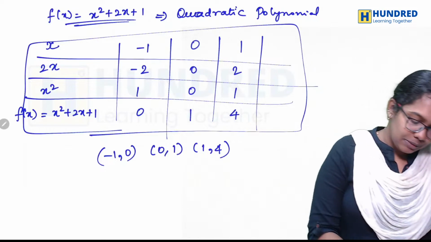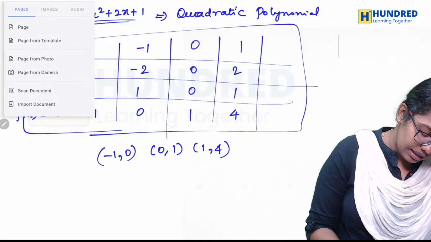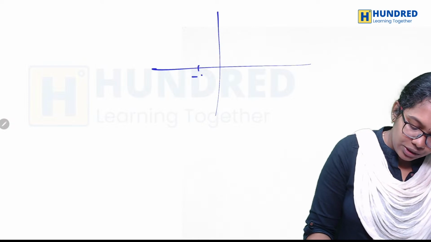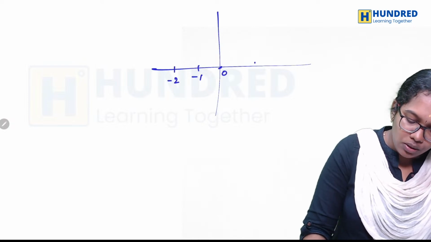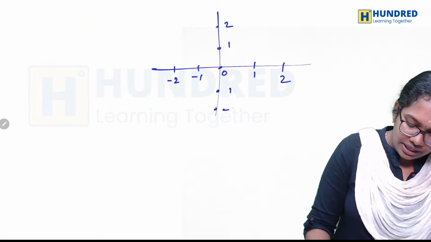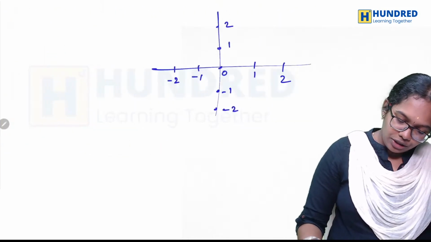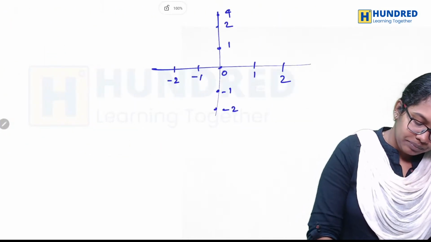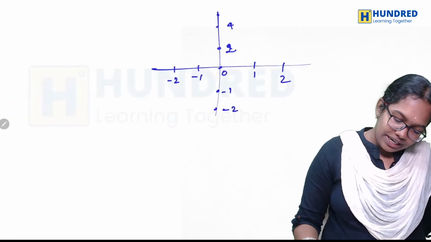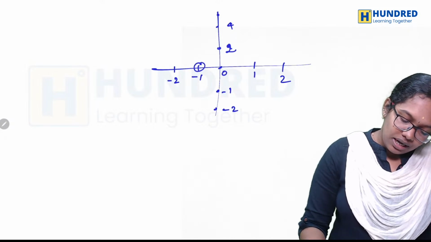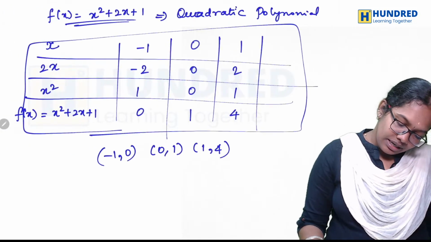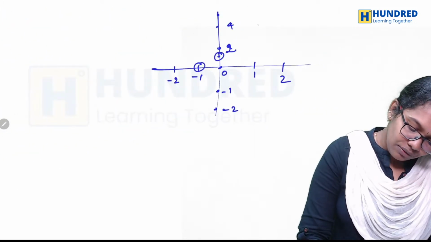So when you plot these points, what you'll be getting? You'll be getting a parabola out of it. So see here, this is minus 1, here it is going to be minus 2, 0, 1 and 2, and here it is 1, 2, 1, minus 1, minus 2. Okay, then it is going to be 4 here. Let me assume this to be 2 and 4. So see here, the first thing you're going to do is minus 1 comma 0 is here, 0 comma 1 is going to be somewhere here, and then 1 comma 4 is here.